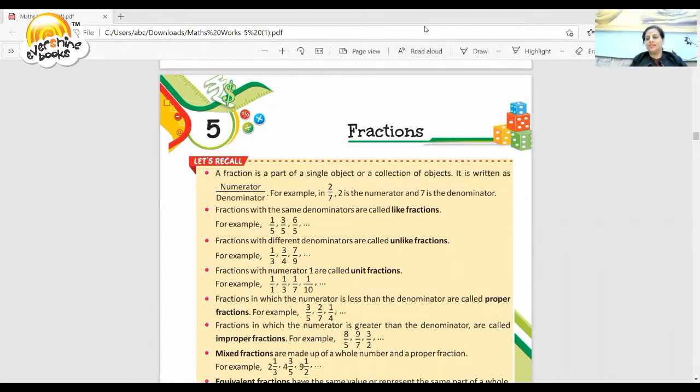Here, your teacher Atika is going to teach you chapter number 5, fractions. It is all about fractions. So, first of all, we will recall our exercises, whatever we have done before.